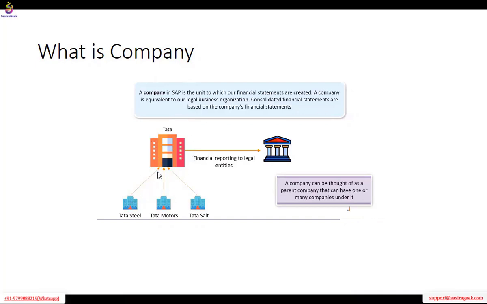Means Tata Steel can have its own financial statements, which can be reported to the government, or as part of the Tata group of companies maintaining its own financial statement, but a consolidation also can be taken out to report it to the government. Getting it right?